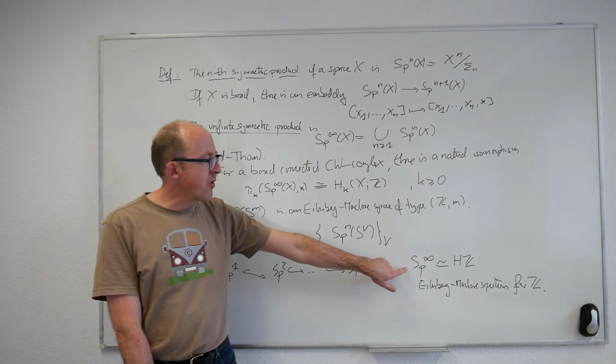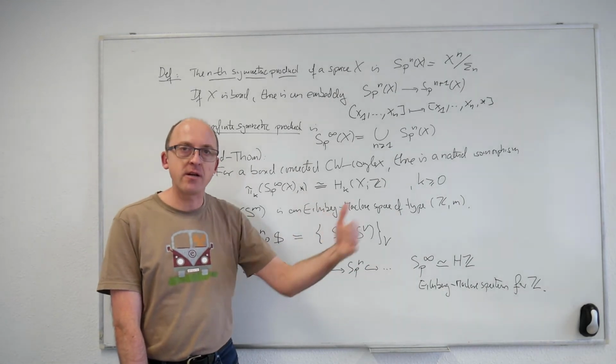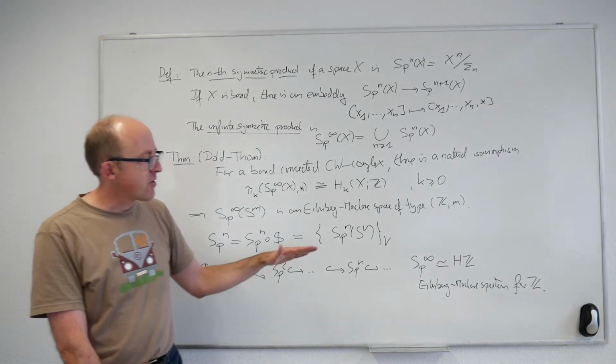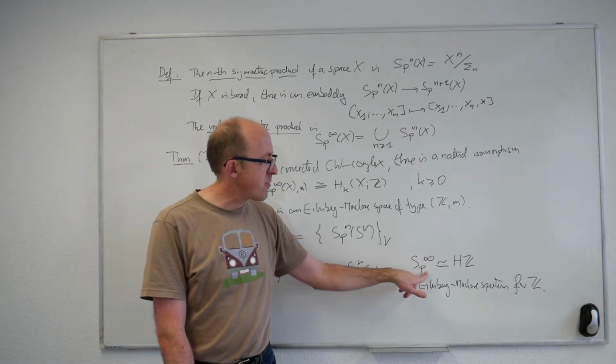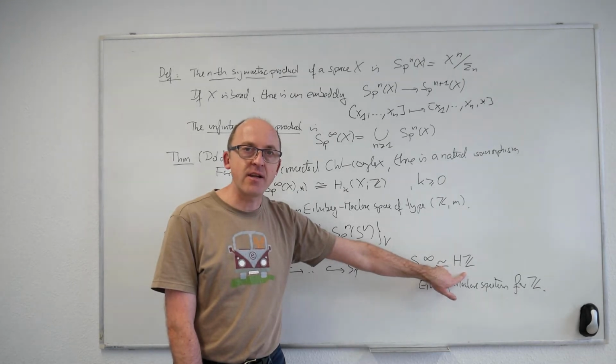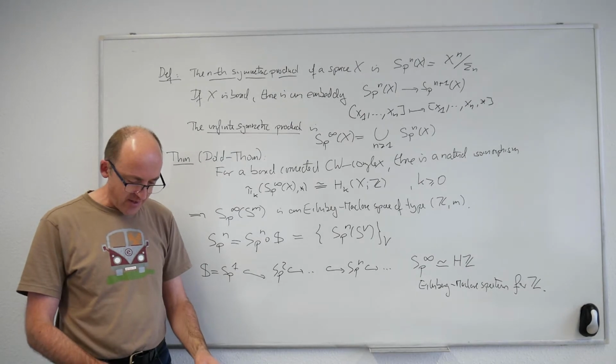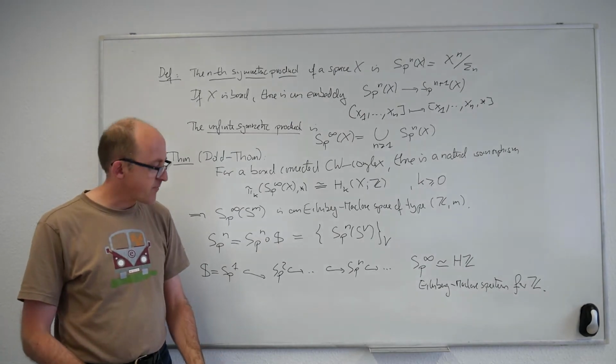This map is a weak equivalence as soon as we plug in some connected CW complex, in particular a positive dimensional sphere. So you get a morphism of orthogonal spectra from Sp infinity to the model for HZ that I've discussed at the end of the last lecture, and this is even in positive levels a level-wise equivalence.